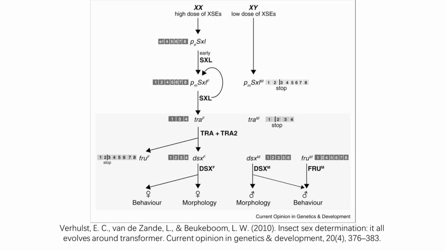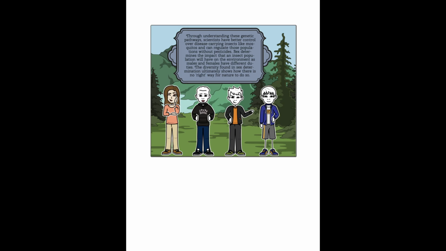In other words, no matter what chromosome system an insect uses, the sex determination funnels down to this molecular pathway. This pathway is so fundamental that scientists have found it across many species. The diversity of sex determination within insects also tells us that there is no right way to determine sex. Nature has experimented with many different systems, and they all work in their own way.